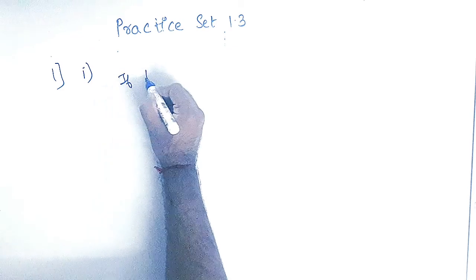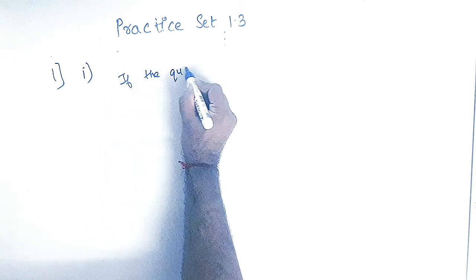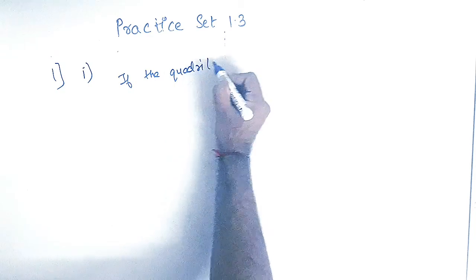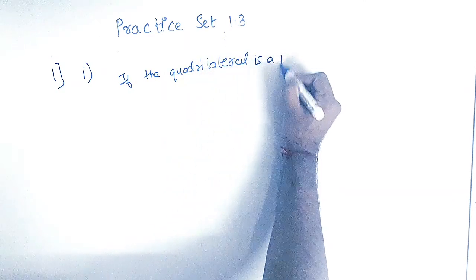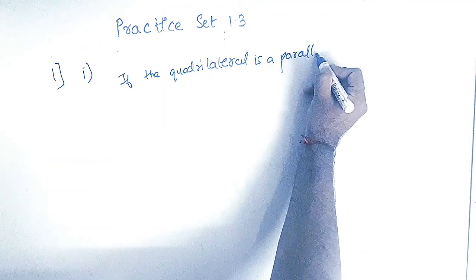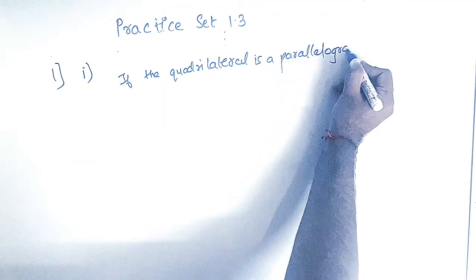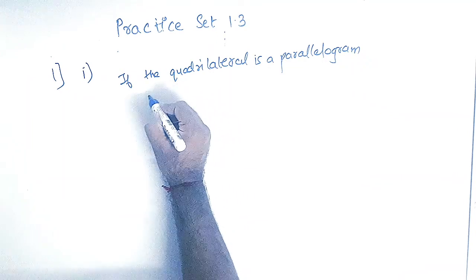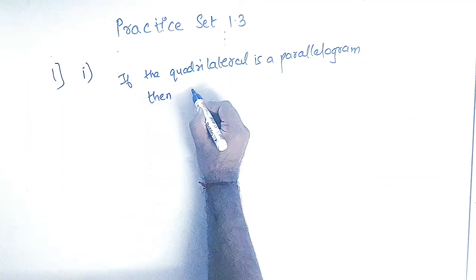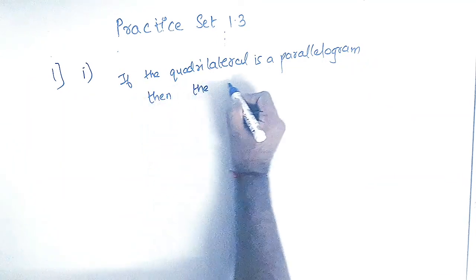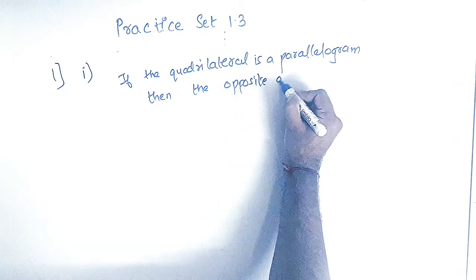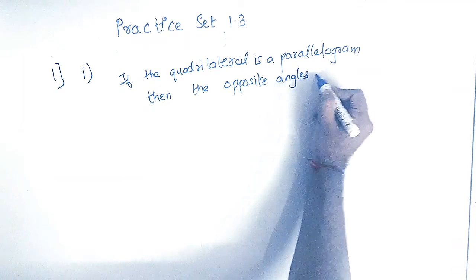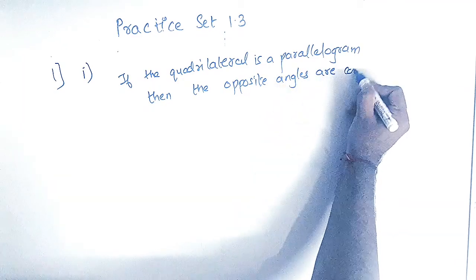If the quadrilateral is a parallelogram, then the opposite angles are congruent.